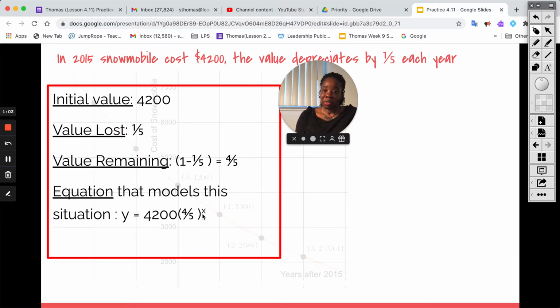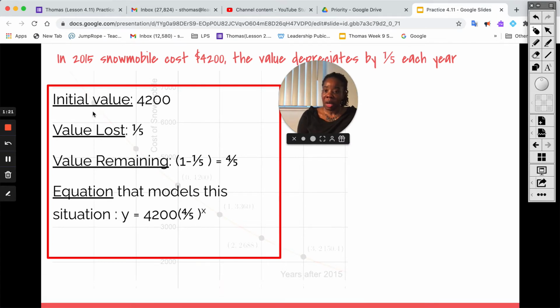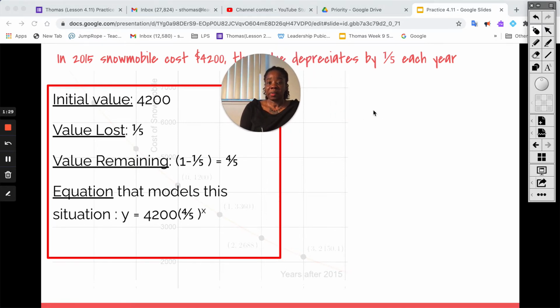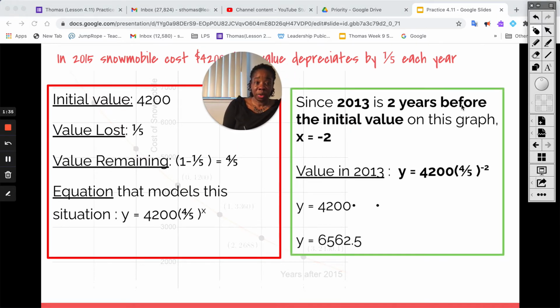Now, the other part of the question that we were asked to answer is, what is the value or the cost of the snowmobile in 2013, if we're thinking about how it has been depreciating. And 2013 would have been 2 years before 2015, and that would be 2 years before our initial value. So the way we would set this up is, since 2013 is 2 years before the initial value on this graph, it would mean x is equal to -2.